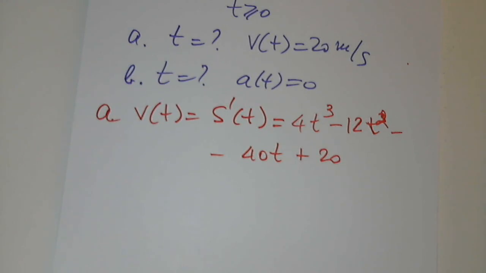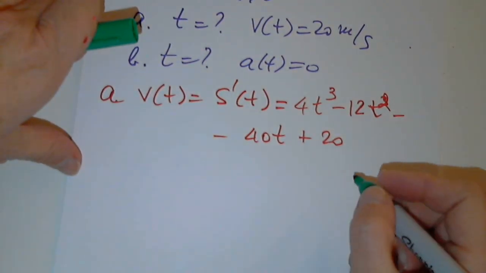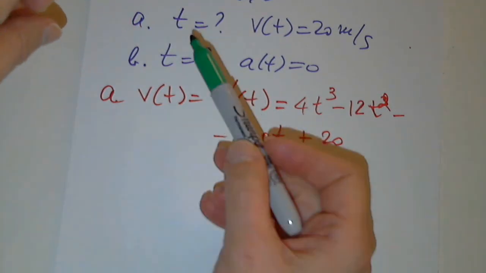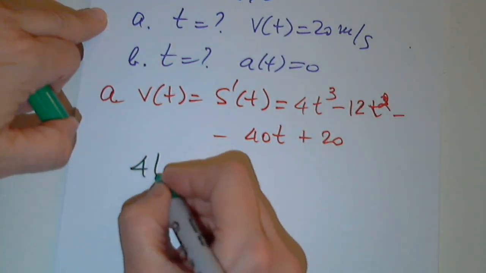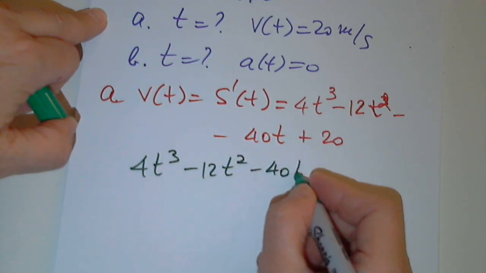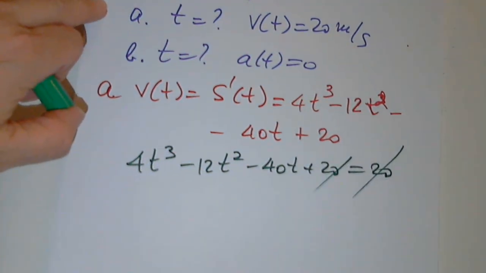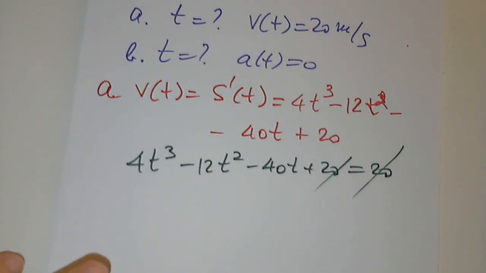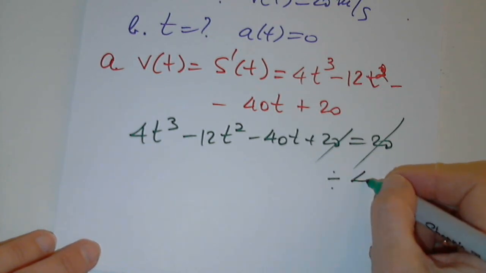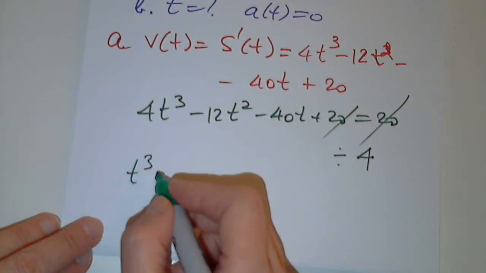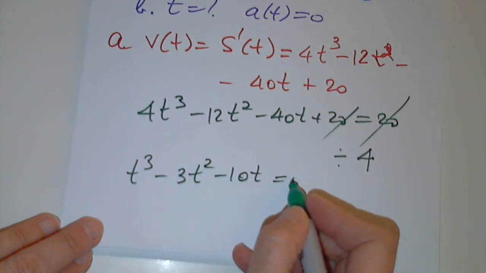And now we're asked to find when the velocity is 20 meters per second. What do I need to do next? Set it equal to 20. Perfect. So 4t cubed minus 12t squared minus 40t plus 20 equals 20. This is really nice. And of course, I am going to divide for sure by 4, not by t ever. So t cubed minus 3t squared minus 10t equals 0.